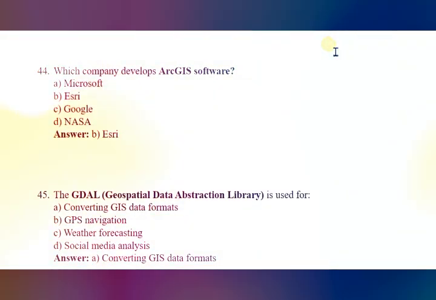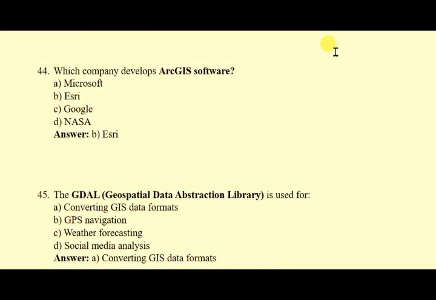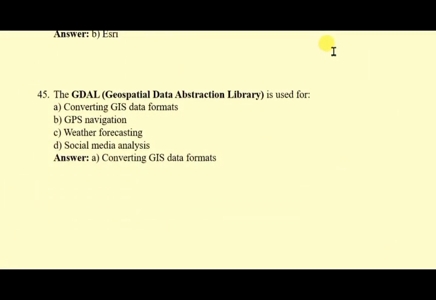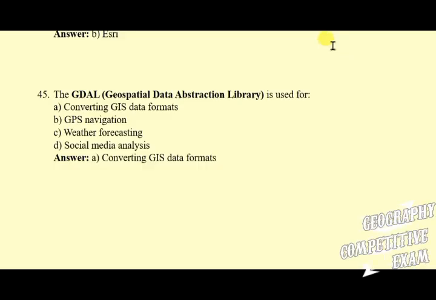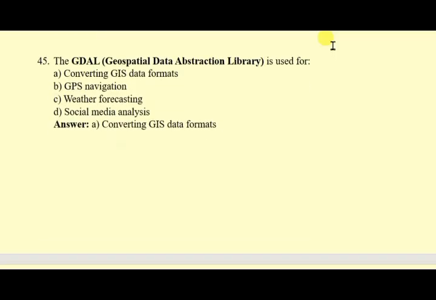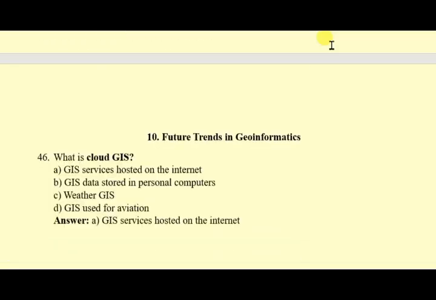Question 44. Which company develops ArcGIS software? Microsoft, Esri, Google, NASA. Right answer will be Esri. The GDAL, Geospatial Data Abstraction Library, is used for converting GIS data formats, GPS navigation, weather forecasting, social media analysis. Here the right answer will be converting GIS data formats.